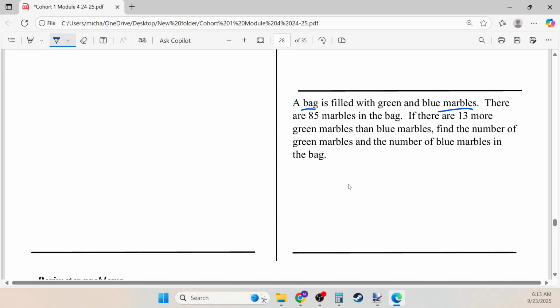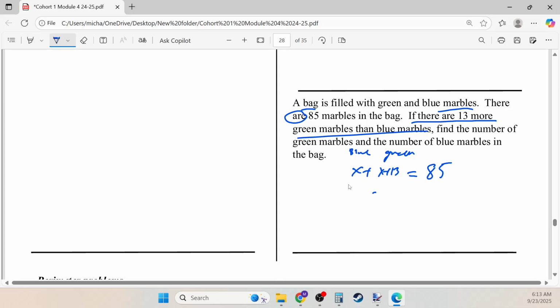Okay, so it says there are 85 marbles in the bag. Here are my 85 marbles, and we're told there are 13 more green than blue, so let's let X be blue, and then we have green, that's going to be X plus 13. Find the number of green marbles and the number of blue marbles.